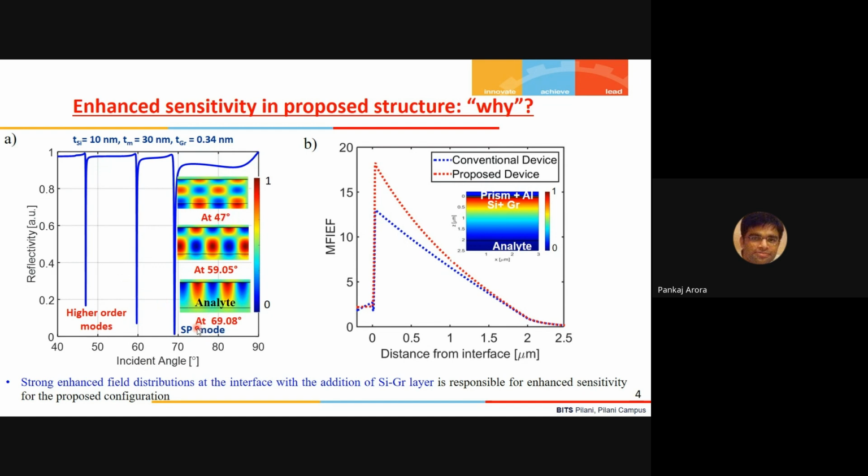Now the question is, as I showed in the previous table, why are you getting enhanced sensitivity and enhanced figure of merit with regard to the conventional configuration? Whatever the field plot was, we tried to calculate the field enhancement with regard to the conventional configuration and the proposed device, and we could clearly see the enhancement at the interface. The more the field enhancement, the more the interaction of the light with the analyte, and the more the sensitivity.